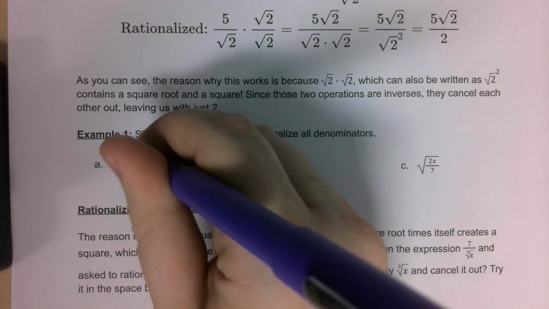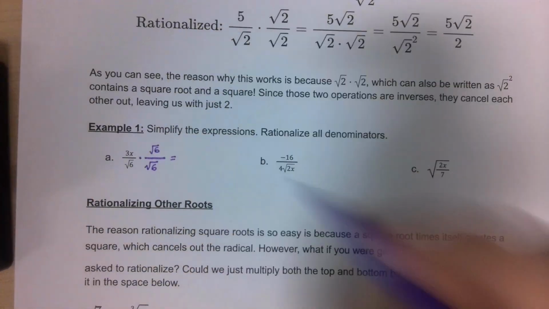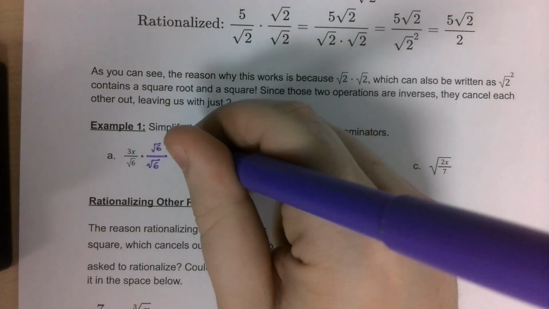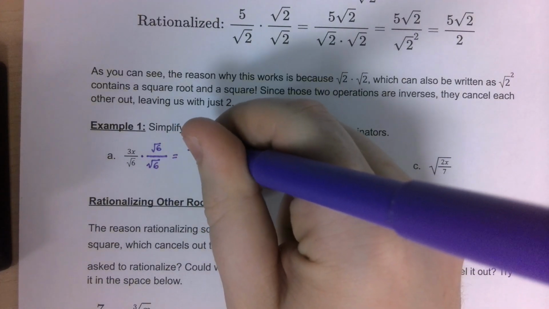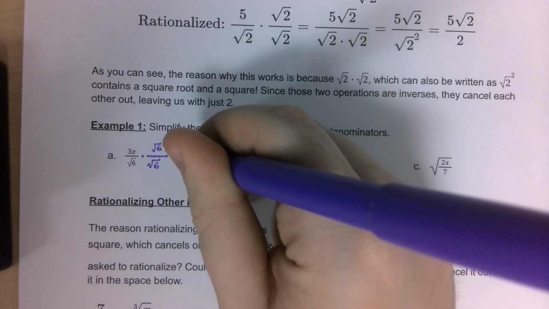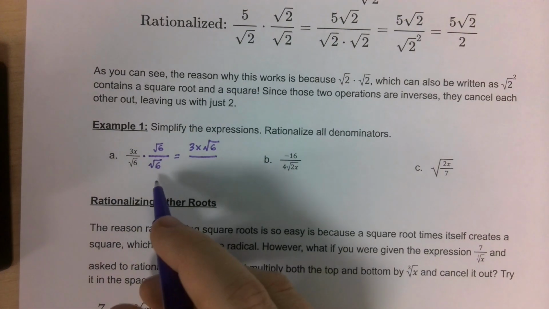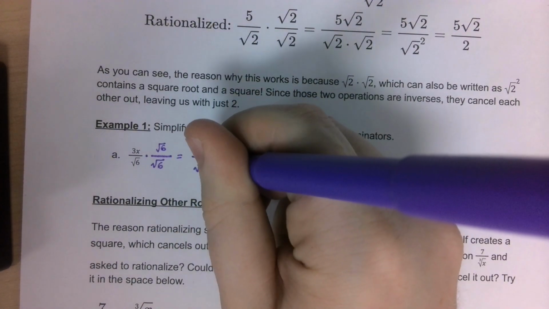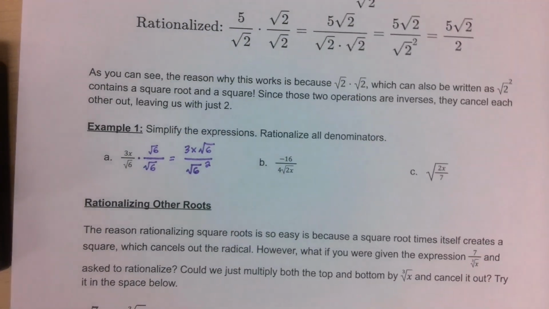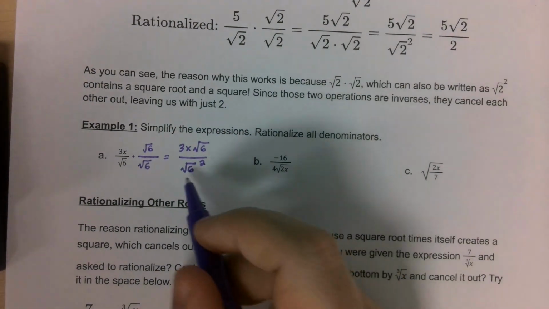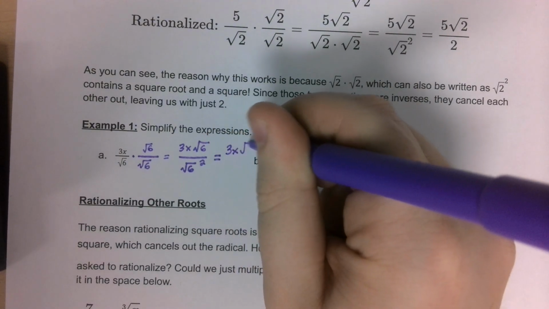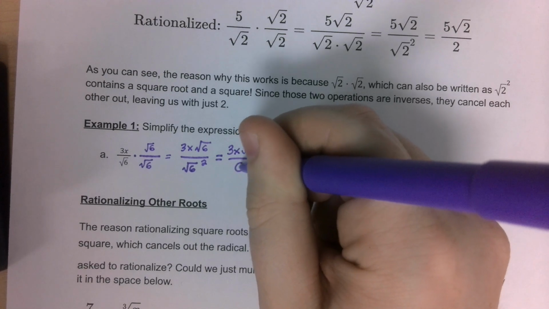Why is that? Why do I need a second copy of this? Well, because if I was to write this out, 3x times the square root of 6 is just 3x root 6. But the square root of 6 times the square root of 6, there's 2 of them now. That means we could write it as the square root of 6 squared. And a square root and a square cancel out, leaving us with just 3x square root of 6 over 6.